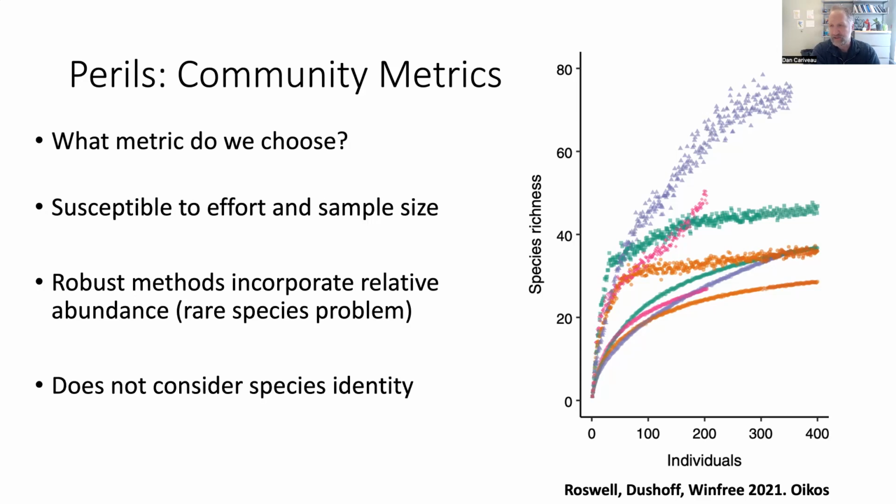Finally, one of the other issues of community metrics is that they don't often take into account things like species identity. So you can have things like non-native species that are the same as a native species in terms of how these metrics are calculated. And that can be not what we're interested in from a conservation point of view. And so these community metrics might hide some of the important processes.